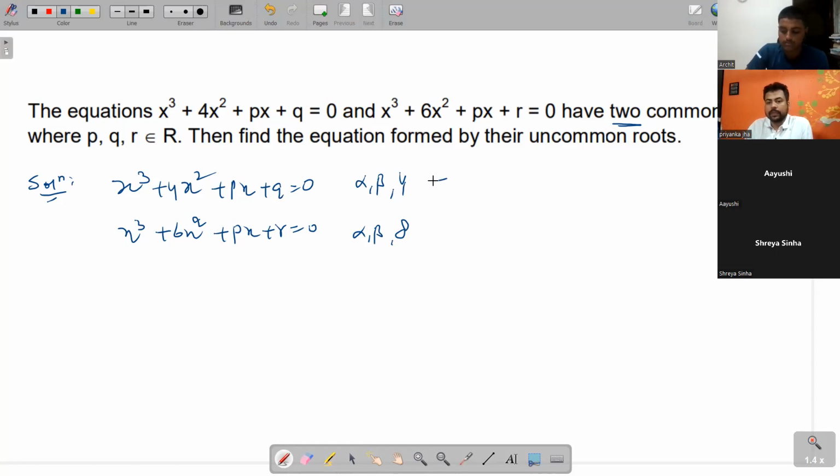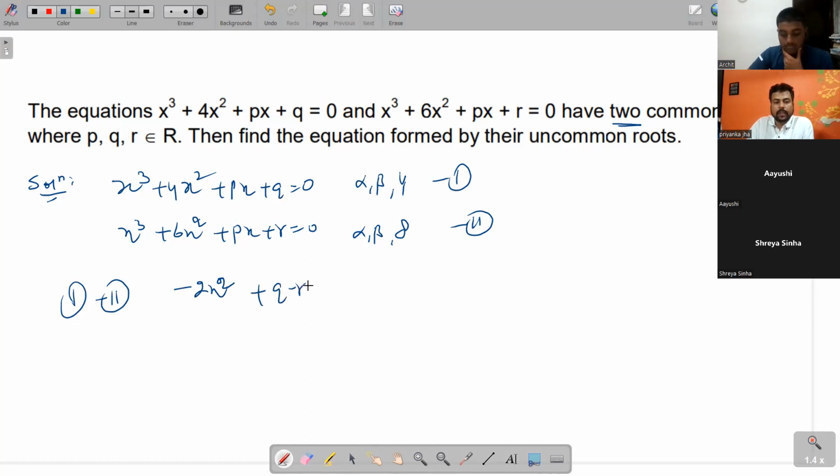Now subtract these two equations. After subtracting, the x cube will be cancelled and you will have minus 2x squared plus q minus r equal to 0. When you have two cubic equations, degree 3, with two common roots, once you subtract them, x cube will be cancelled and you get a quadratic equation. That quadratic equation will give you the two common roots, alpha and beta.